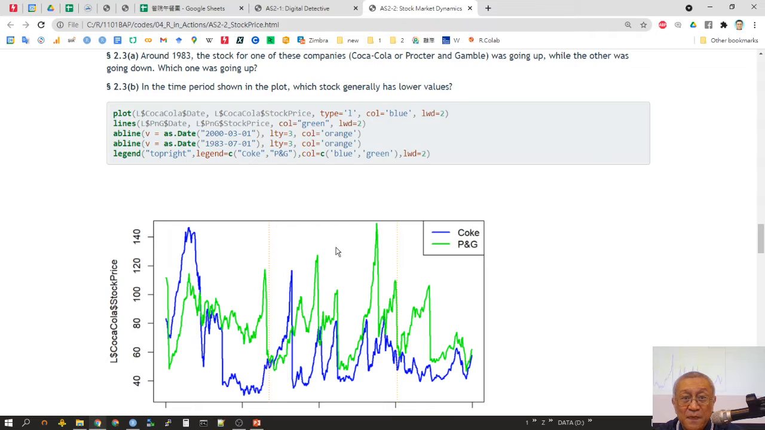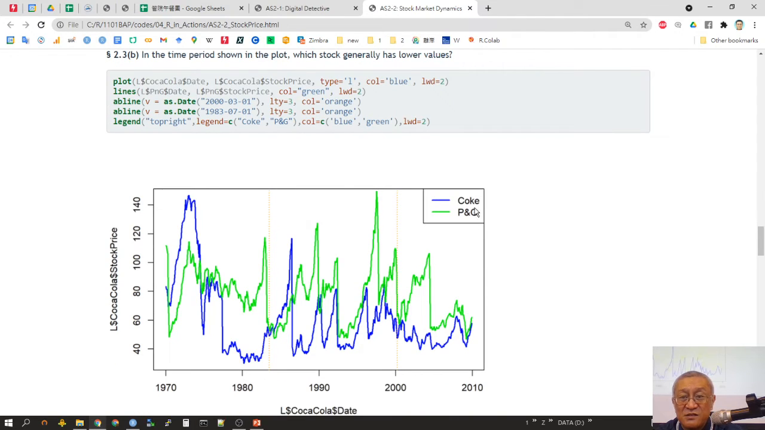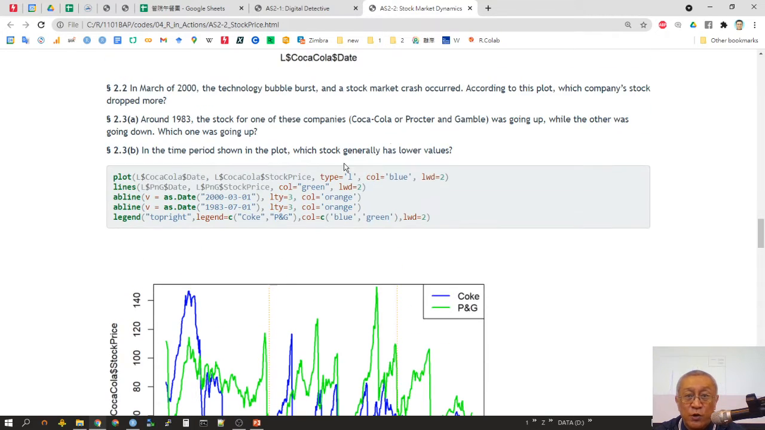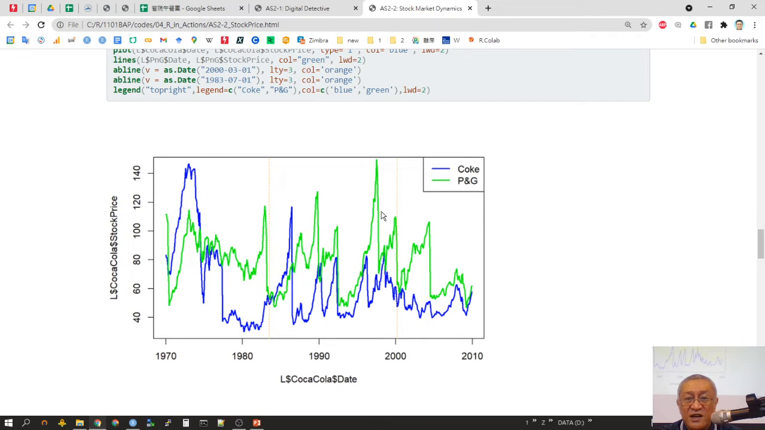So it's asking about the stock price of Coke and P&G, right? The stock price of Coke is in blue, and P&G is in green. In addition to their stock prices, we will also need to mark these two days, the March of 2000 and also 1983. So after you draw this assisting line, you can answer the question very easily.